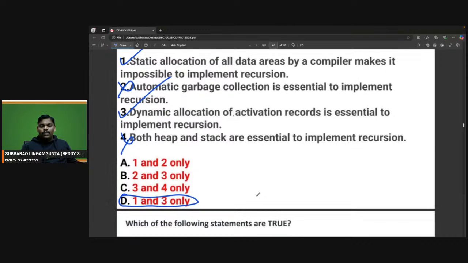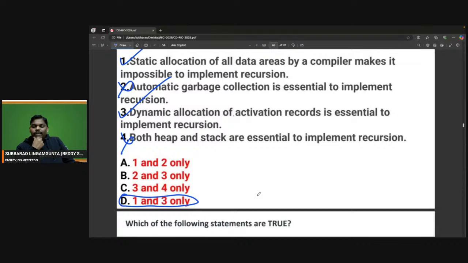Reddy sir, I don't agree. You ask me, I will help you. Both heap and stack are essential to implement recursion. Everyone try this. Small doubt also, you can ask me.